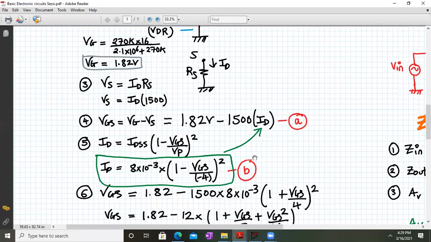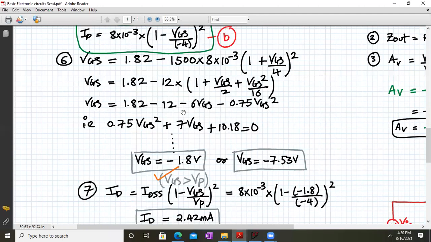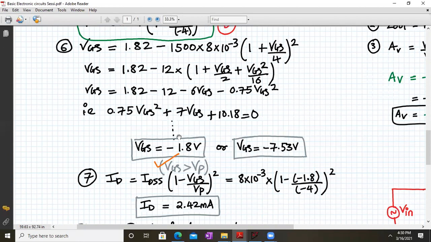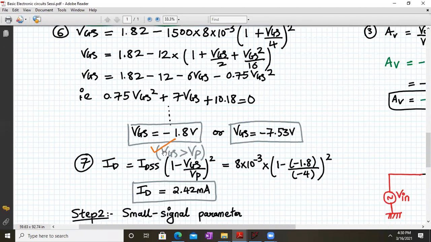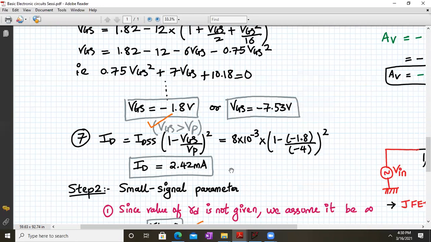Then A and B were the two equations with two unknowns. We substituted equation B in A and solved simultaneously, and we got a quadratic equation in terms of VGS. Then we got two values of VGS: minus 1.8 and minus 7.53 volts. We selected minus 1.8 because VGS was greater than VP. Then we calculated ID, which was 2.42 milliamperes.